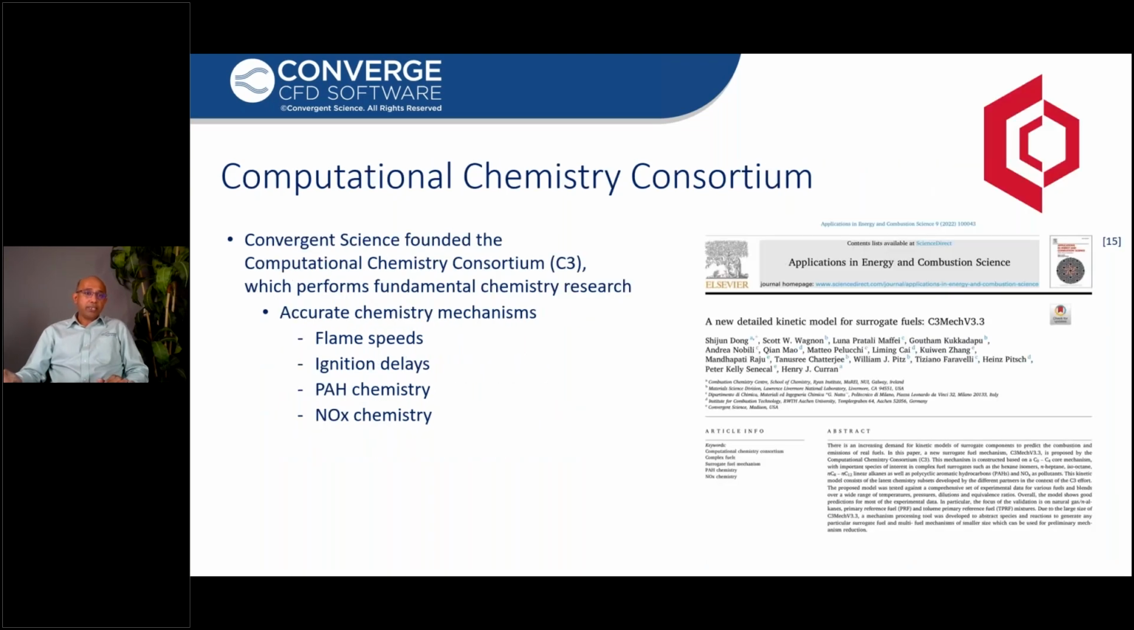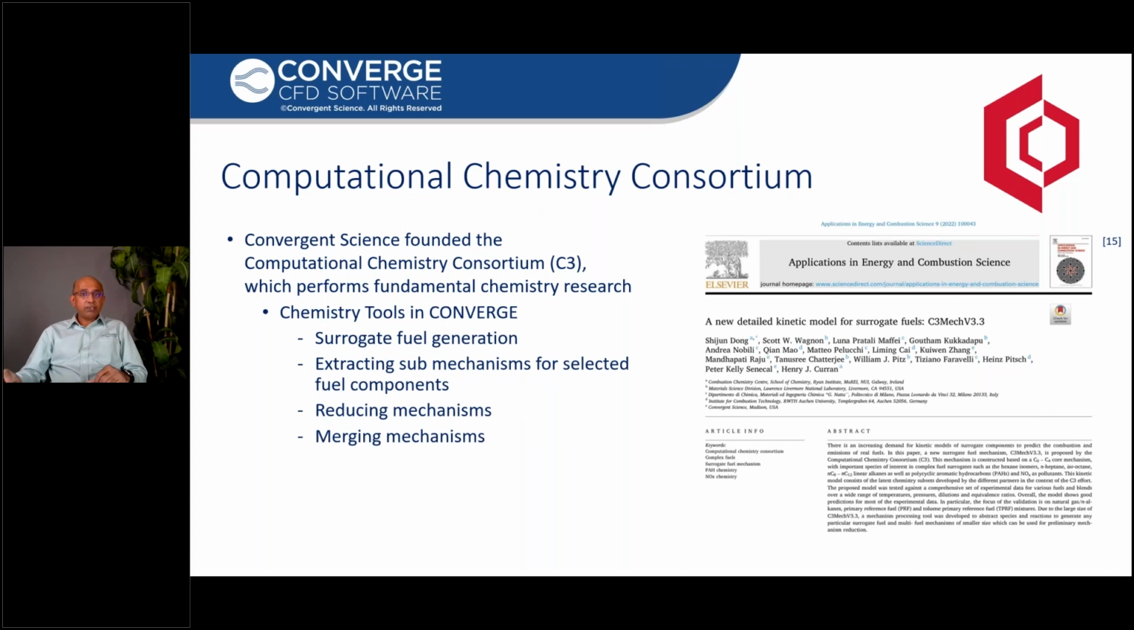Now let's look at the Computational Chemistry Consortium. Convergent Science founded the C3 Consortium, which performs fundamental chemistry research to generate accurate chemistry mechanisms for fuel and emission components that are of interest to its members. The mechanisms are validated against available flame speed, ignition delay, and speciation data. The large parent mechanism is already published and available for every one of you to use.